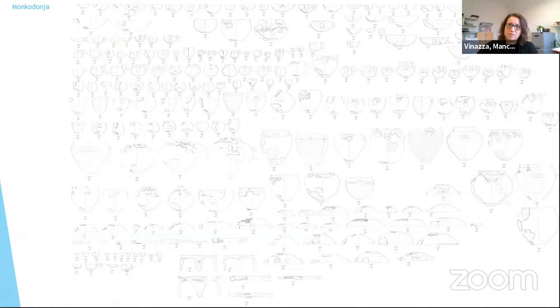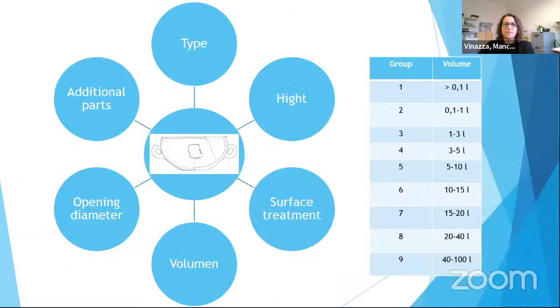7,420 parts of vessels were found at the site, of which there are 236 reconstructions of whole vessels. Moncodonia represents the place with the highest proportion of whole vessels in the period mentioned and in the area under study. Therefore, it is suitable for this type of study.